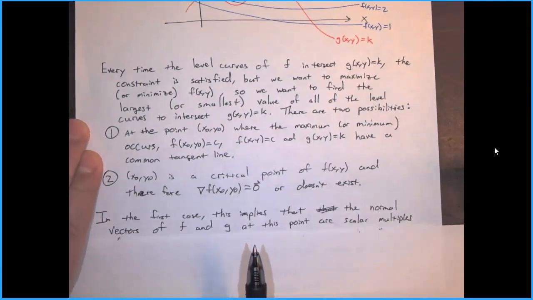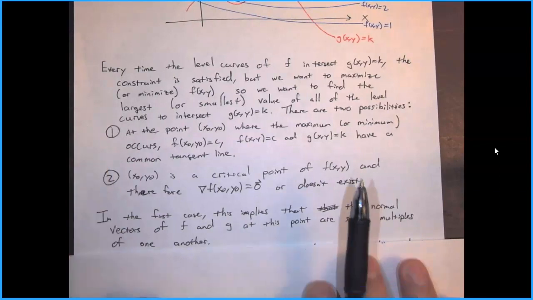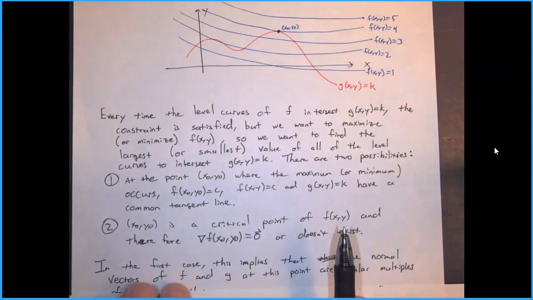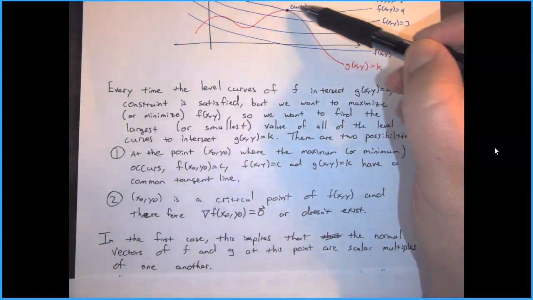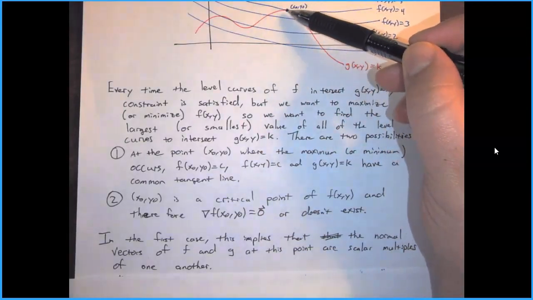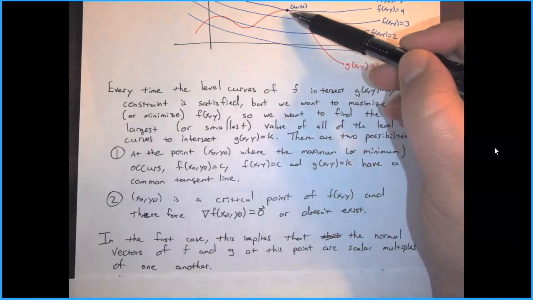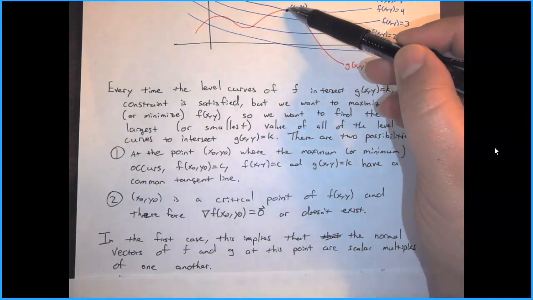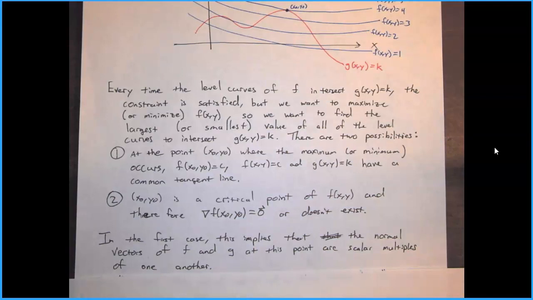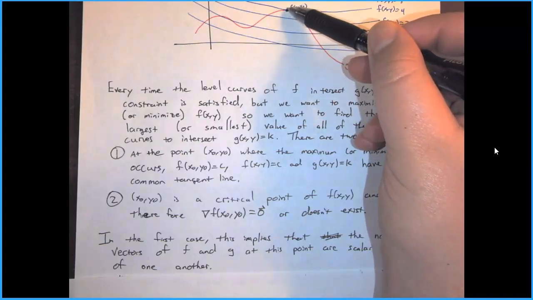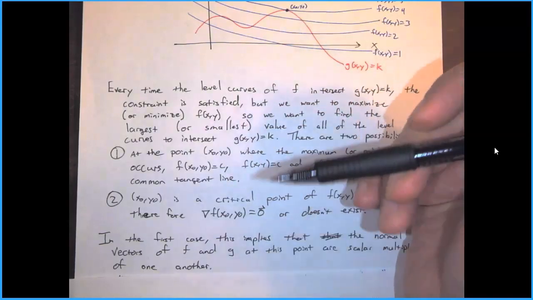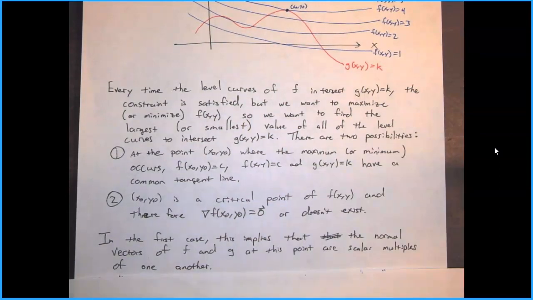So thinking about the first case, if the constraint curve and the level curve where I find my solution share a common tangent, that means that the normal vectors at this point are scalar multiples of each other. Because remember, the normal vectors are orthogonal to the tangent lines. So if they have a common tangent line, the normal vectors at this point have to be scalar multiples of each other. They're pointing the same direction, but they might be different magnitudes, different lengths.